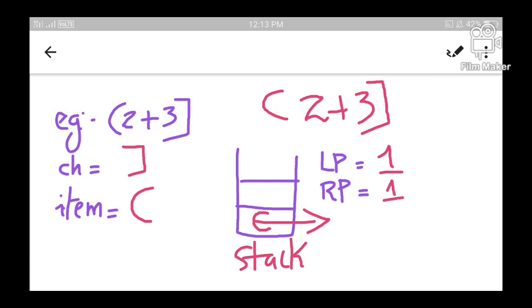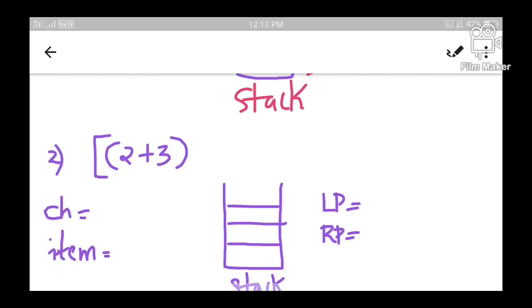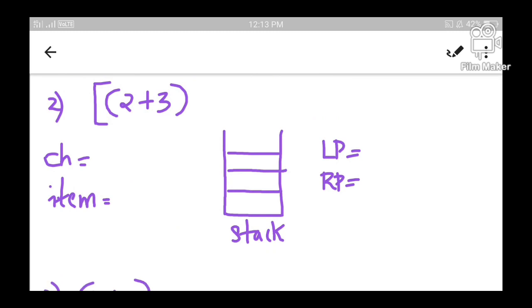Let us move on to the second example. So here I am having the second example. Let us see how this works. So I am having a stack ready with me. I am having two variables LP and RP. Both of them are initialized to 0.